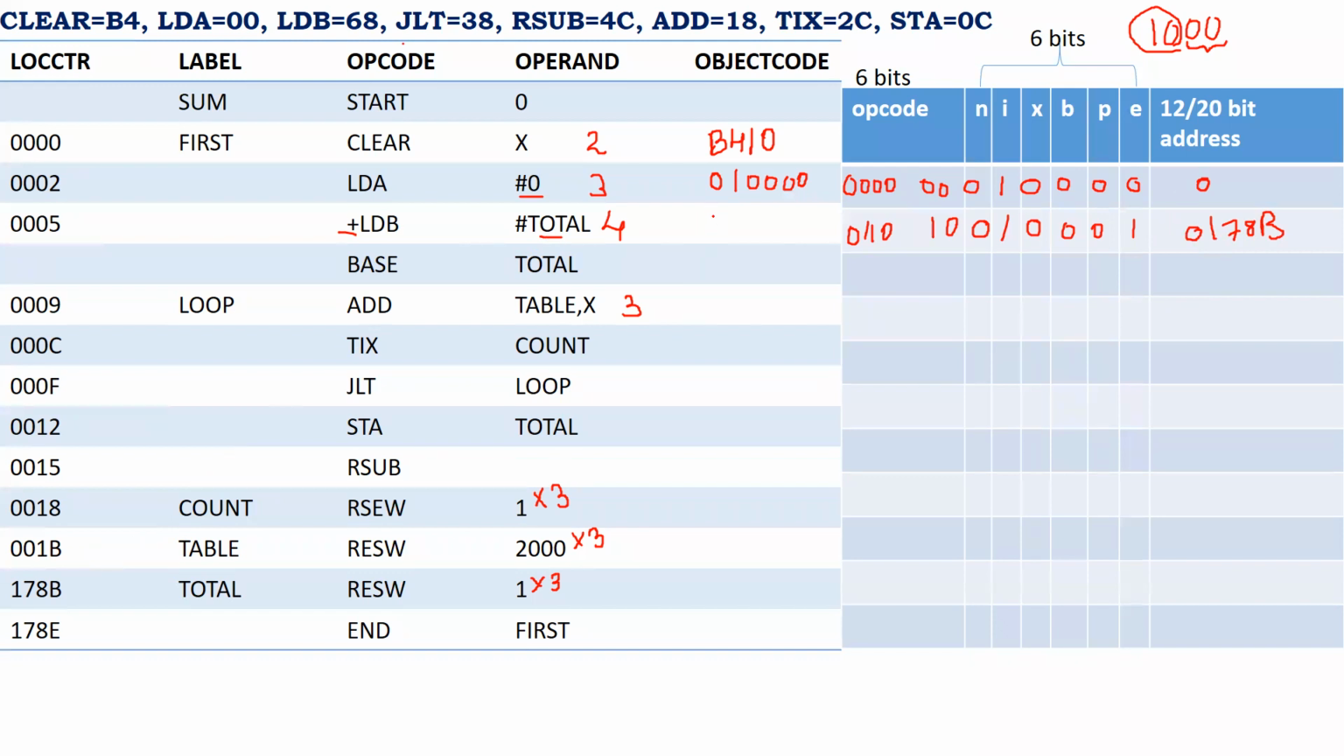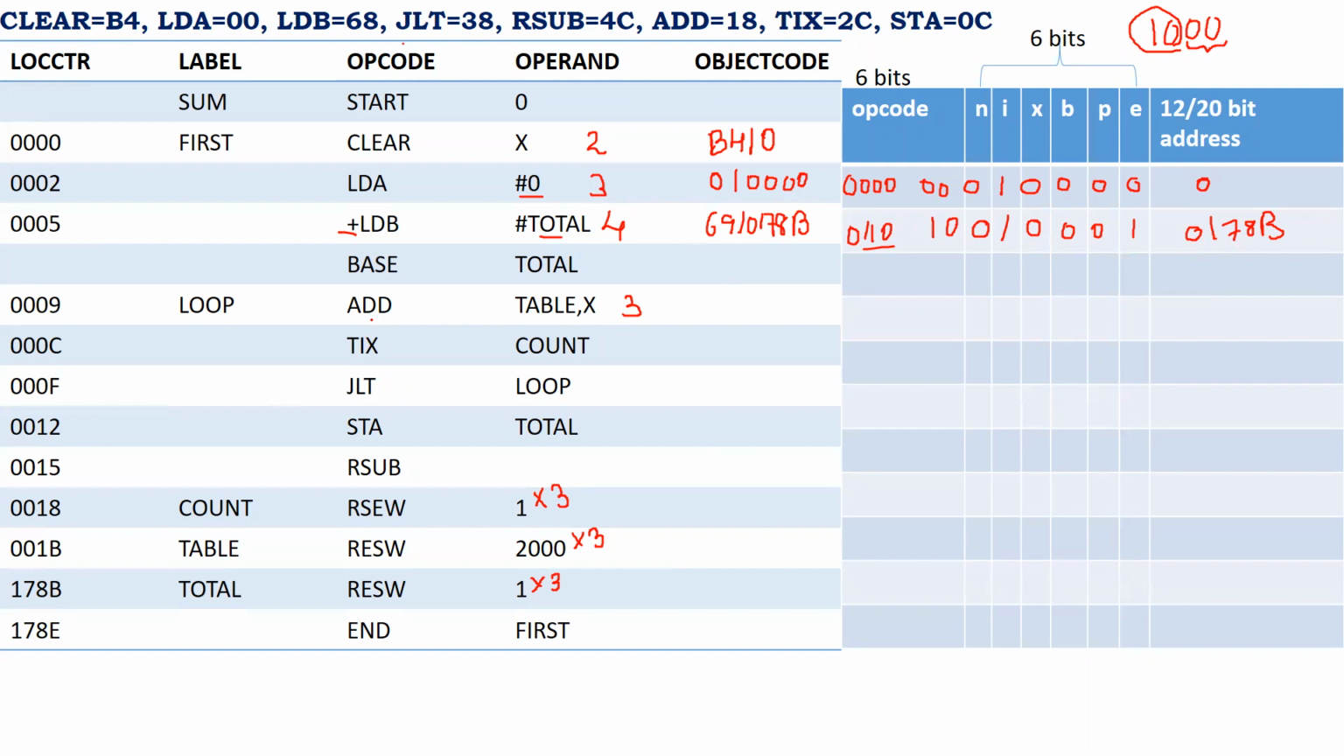So it is 6910178B. That is 69 plus 1, and 10178B. In the next instruction, it is base. So no need to write the object code for base.